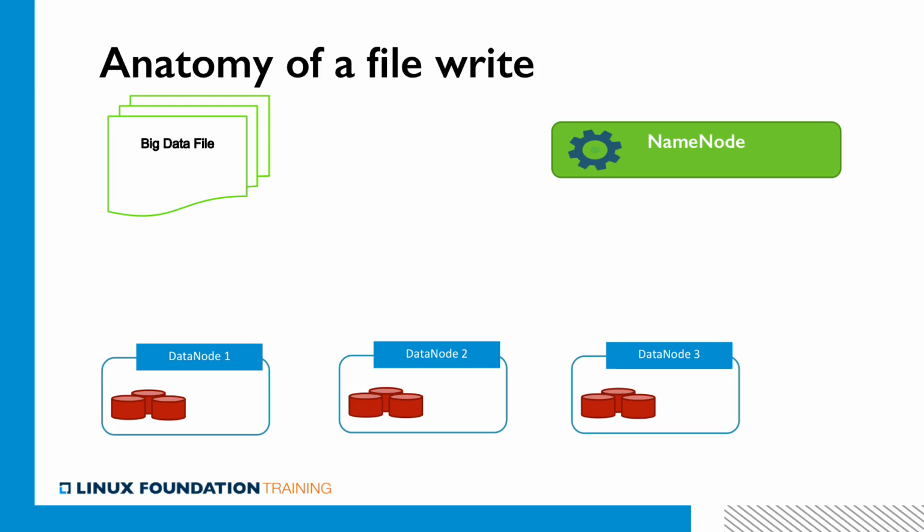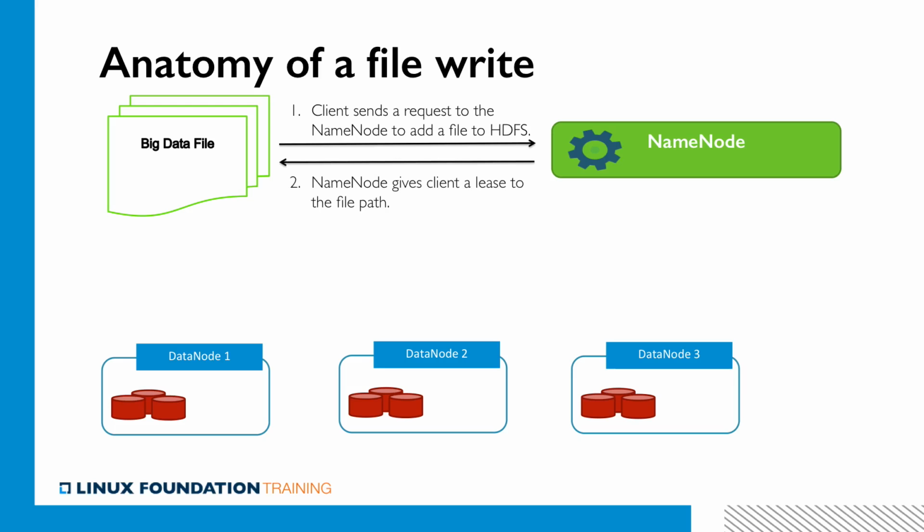Name node does so as soon as it coordinates all of that metadata and a client understands what data node it actually needs to talk to. So let's take an example of a client, shown here in the upper left corner, trying to write a file to HDFS. What happens is this. First, the client sends a request to the name node to add a file to HDFS. Then it receives a reply with name node basically telling it, here's your lease to a file path.